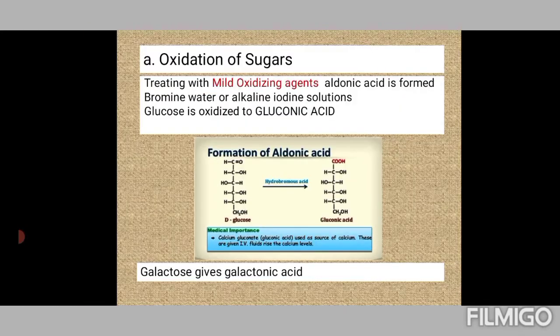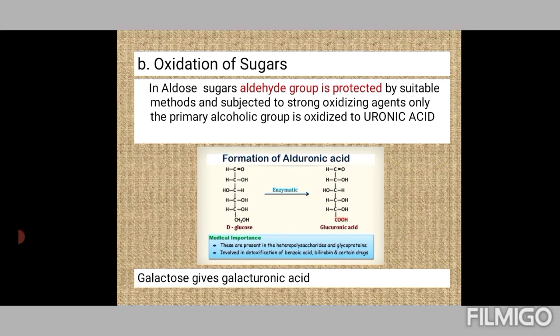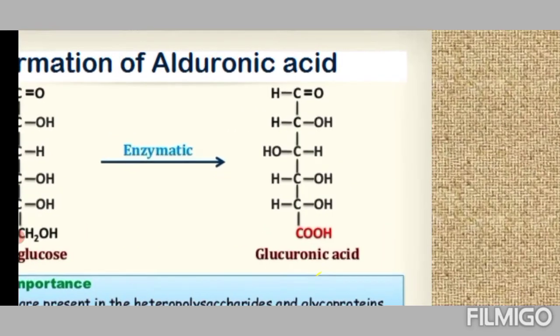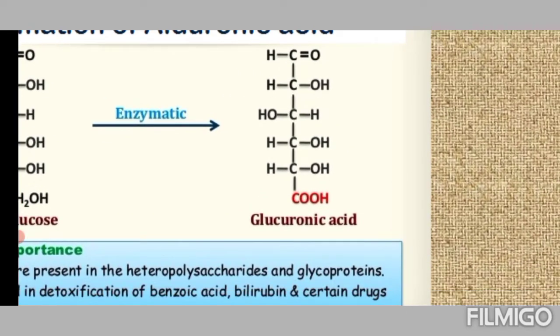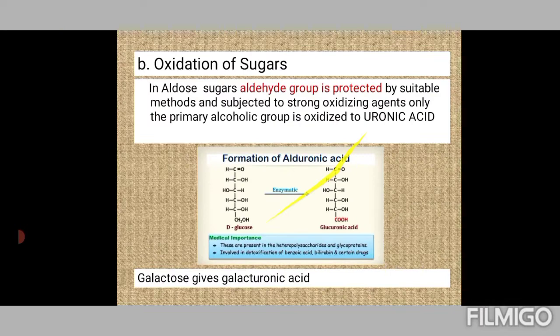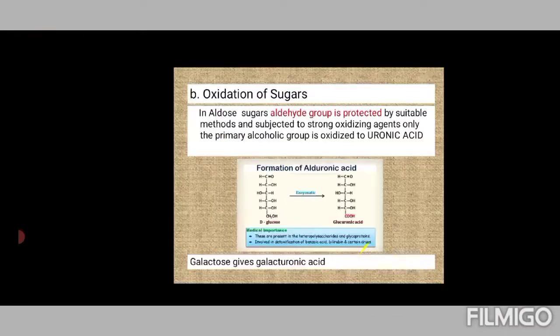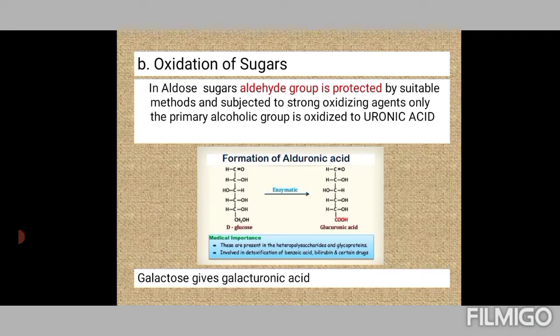Now, the second condition, in which the first carbon, the anomeric carbon, the aldehyde group, is protected by suitable methods, and strong oxidizing agents are used. So what happens is that the sixth carbon is oxidized, and a carboxylic acid group is formed. This is more of an enzymatic method usually followed for this type of oxidation. So glucose gives glucuronic acid, and galactose gives galacturonic acid.